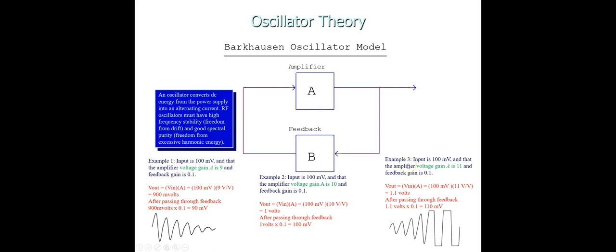Whereas in the third example, when the voltage gain is increased to 11, then what will happen? Input 100 millivolt will be multiplied with the gain which is 11. Then we will get 1.1 volts, and that 1.1 volts will be sent to this gain 0.1. So we will get 110 millivolts. So here you see this 110 millivolts, when compared with the input which was sent here, it is higher. It is 110, and previously it was 100.